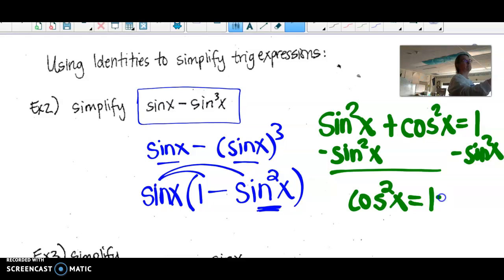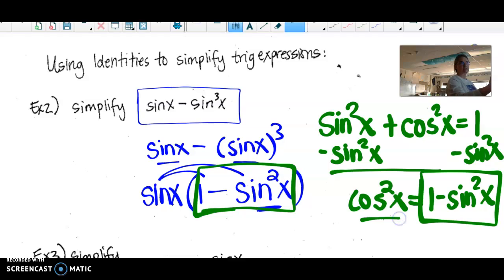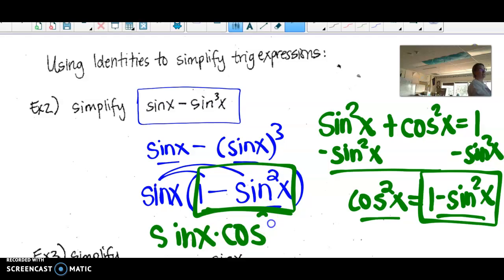Equals 1 minus sine squared x. So, rearranging this identity, I have 1 minus sine squared x, which is exactly what I have right here. And this cosine squared x is the same thing, because it's an identity, as 1 minus sine squared x. So I can replace this right here with cosine squared x. And that is as far as we're going to go with this one.